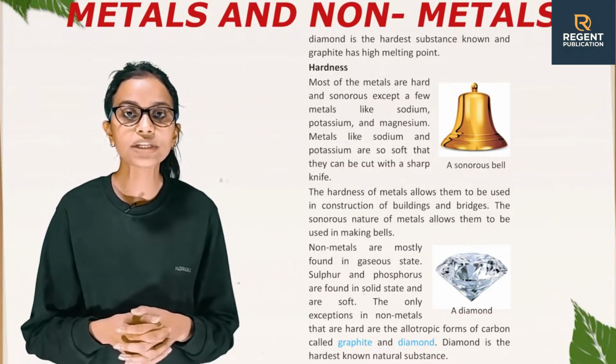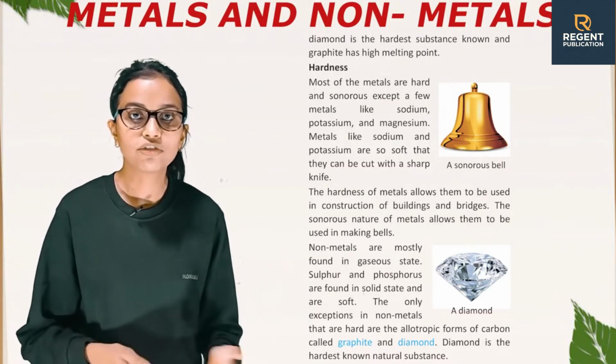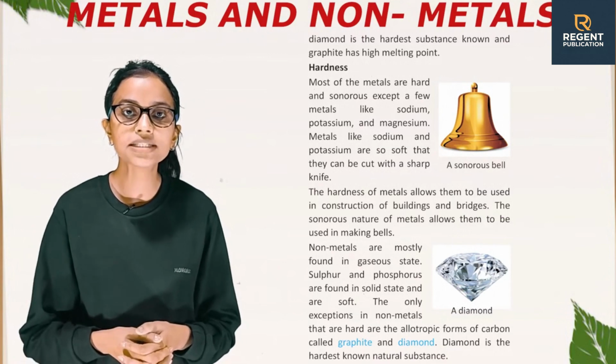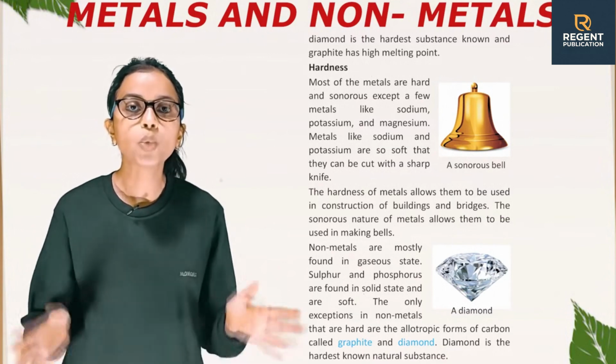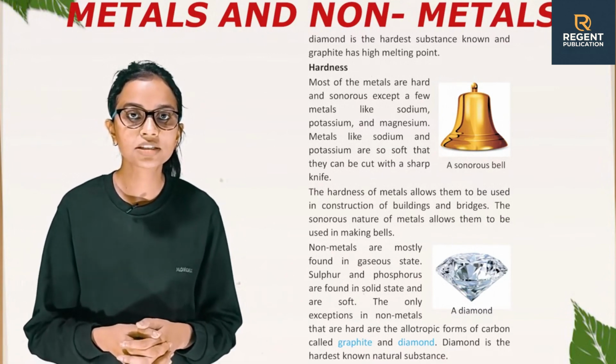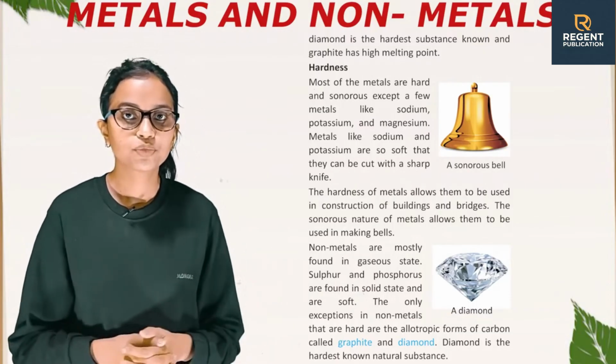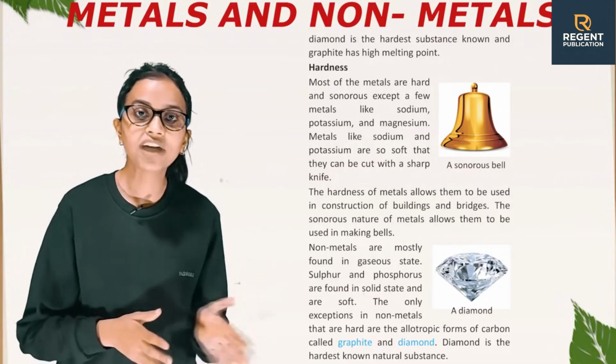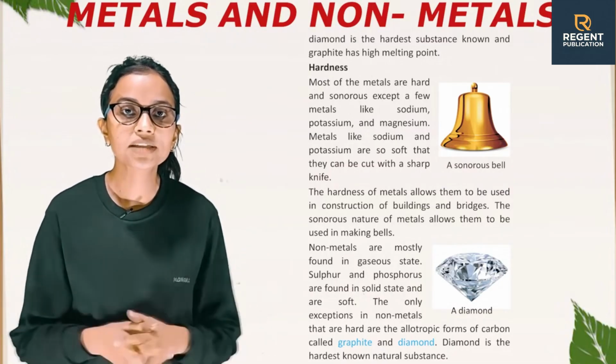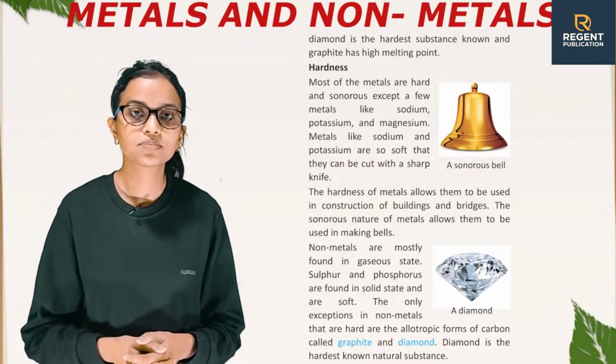Non-metals are mostly found in gaseous state. Sulfur and phosphorus are found in solid state and are soft. The only exceptions in non-metals that are hard are the allotropic forms of carbon called graphite and diamond. Diamond is the hardest known natural substance.